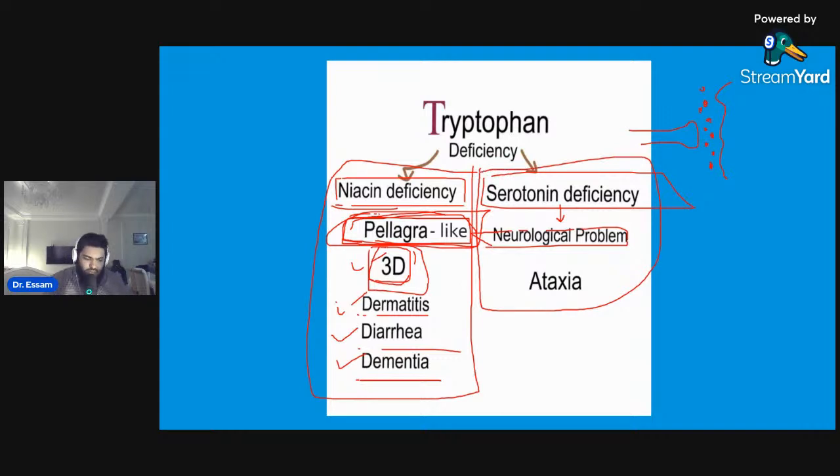Now, quickly tell me, what is the meaning of ataxia? What is the meaning of dermatitis, and what is the meaning of dementia? The meaning of diarrhea, I hope you already know, so I'm not going to discuss that. Just tell me the meaning of dermatitis, dementia, and ataxia in the comments quickly. After that, I'm going to take your attendance.